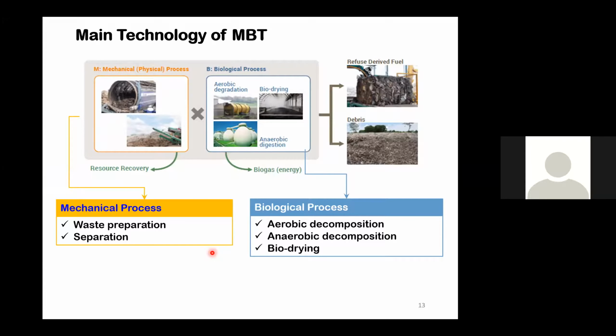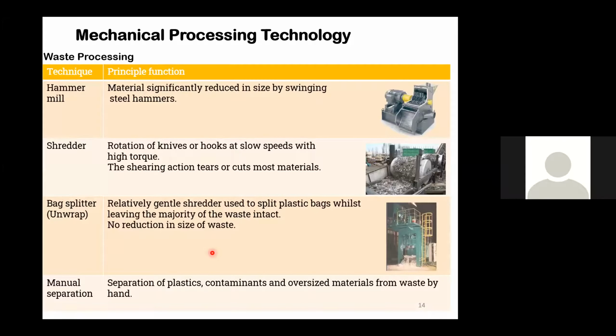But in general, the mechanical process includes waste processing and waste separation. There are lots of waste preparation and processing technologies, such as crushing, shredding, splitting, and so on. Of course, one important thing is that it is adjusted to the local quality or local properties of the waste, and the operation should also be selected in terms of being reasonable and sustainable.